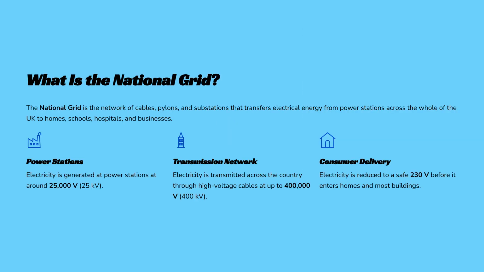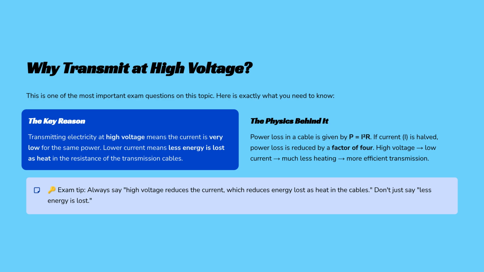The process begins with electricity generated at 25,000 volts. It is then transmitted across the country at high voltages, up to 400,000 volts, before being reduced to 230 volts for your home. Why transmit at high voltage? It's a vital exam concept. Higher voltage means lower current for the same power, which significantly reduces energy lost as heat in the cables.